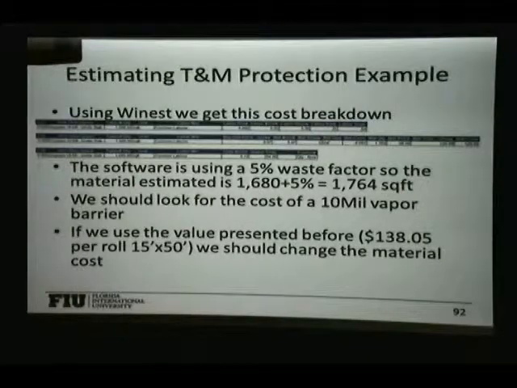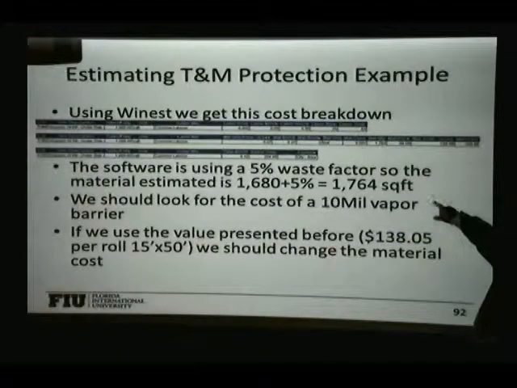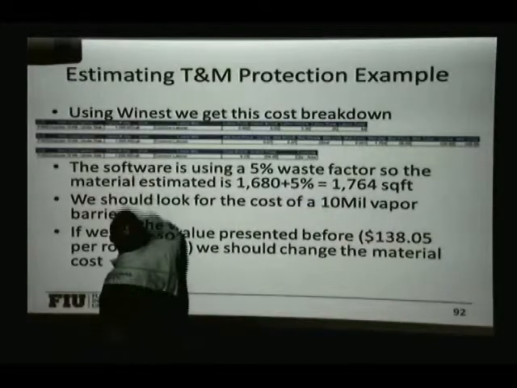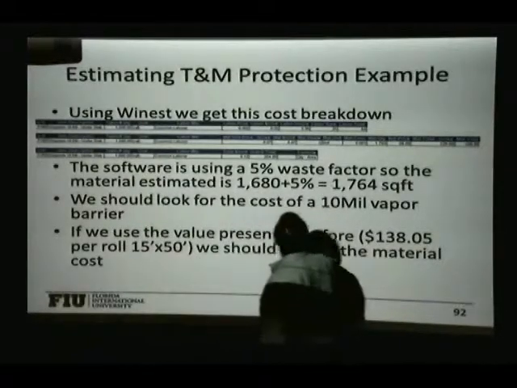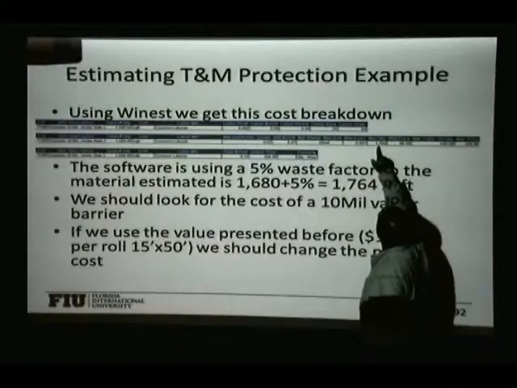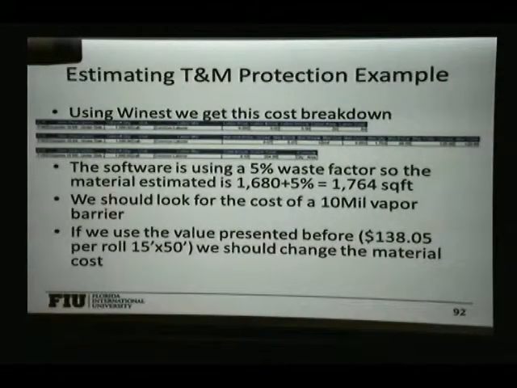In this case, the software already includes a 5% waste factor. So when you enter that you need 1,680 square feet, it includes a waste factor, so it goes up to 1,764. So you can see that WinEst already includes a factor for waste. Otherwise, you will have to include that yourself.